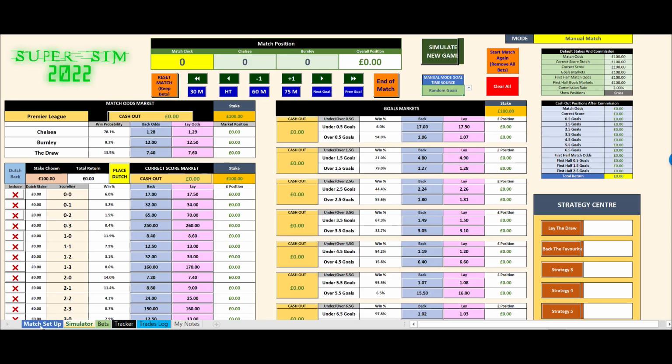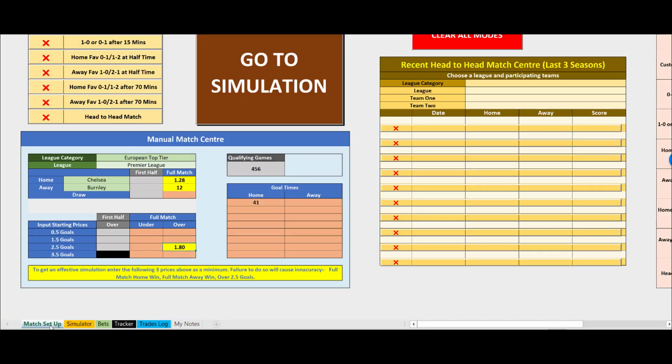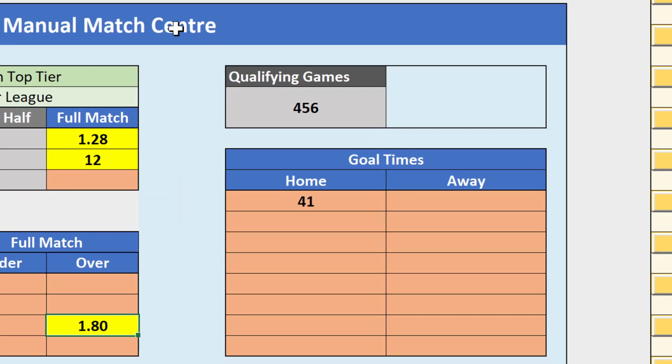And now let me just head to match setup to show you something. Now if we look at the manual match center, look at this box, qualifying games, 456 games. What does it mean by that?